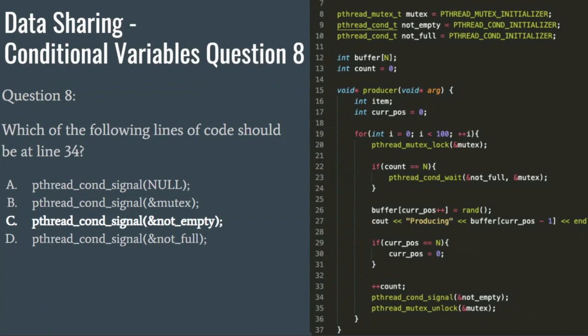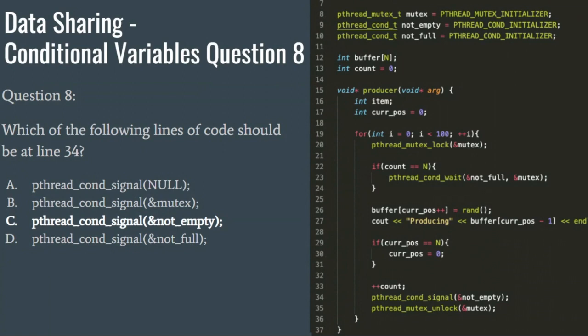Now, if the buffer was full, then the condition wait would trigger. Producer would just stop doing its thing, and it would wait for a signal from consumer to wake it up when there's space in the buffer. So it simply has to do with us trying to figure out what and when to use not empty versus not full. If that makes sense. Yeah, exactly.